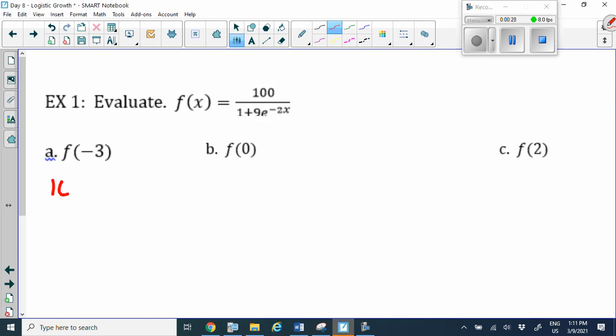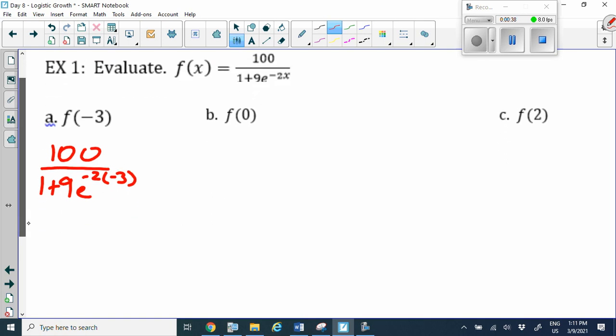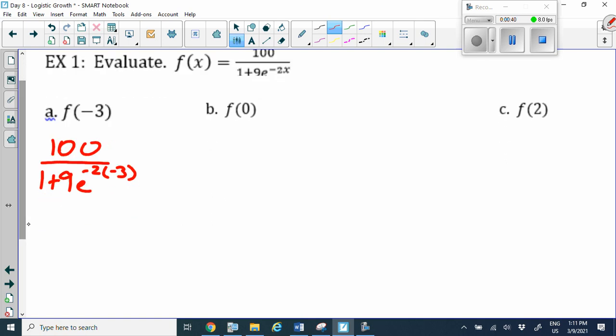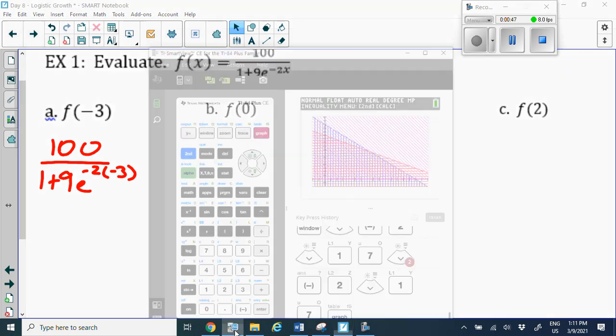So I'm going to go ahead and have 100 over, and then we have 1 plus 9e, then negative 2 times negative 3, okay? And so what we can do from here is basically calculate, and we will have to use our calculator here. So let me go ahead and show you how to do that.